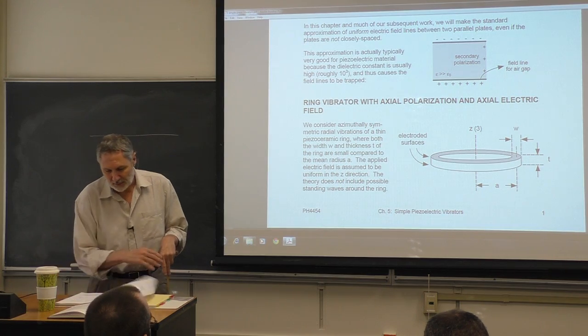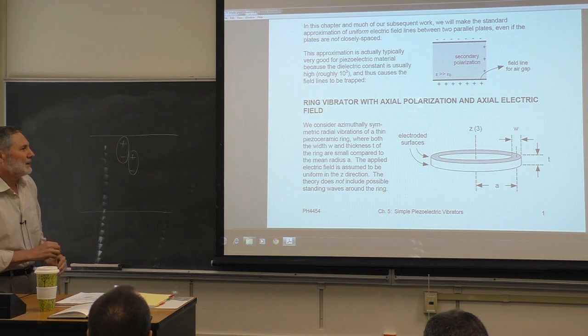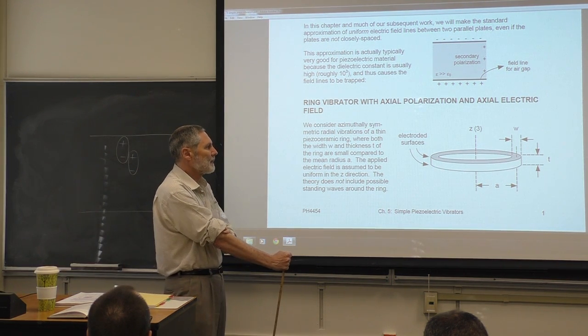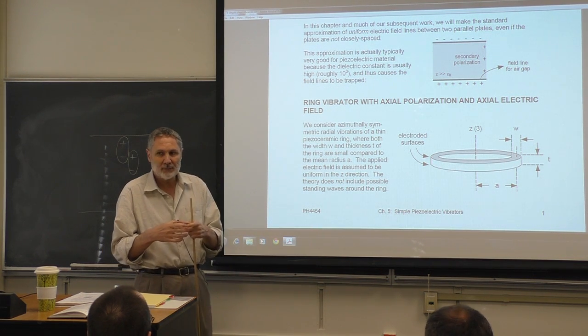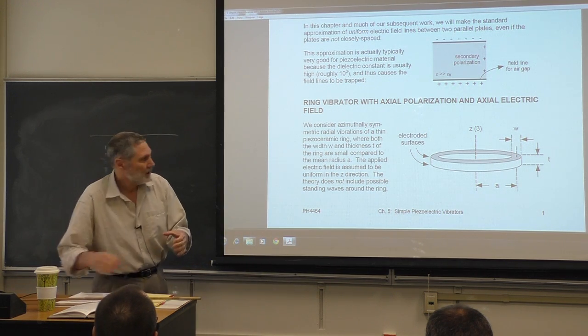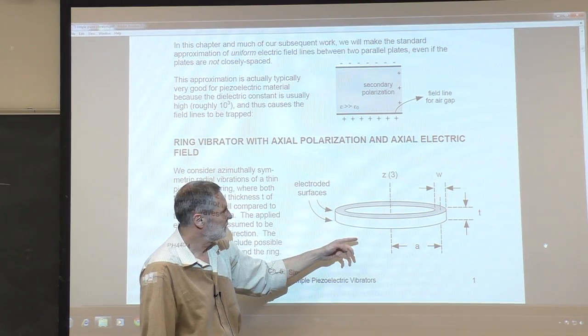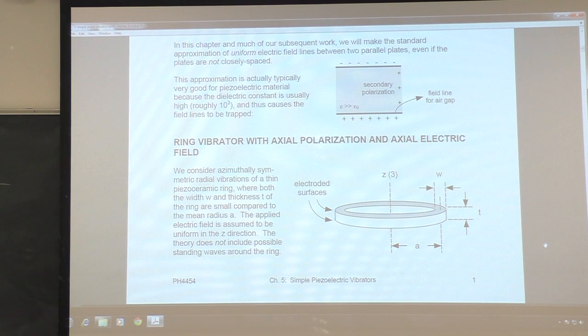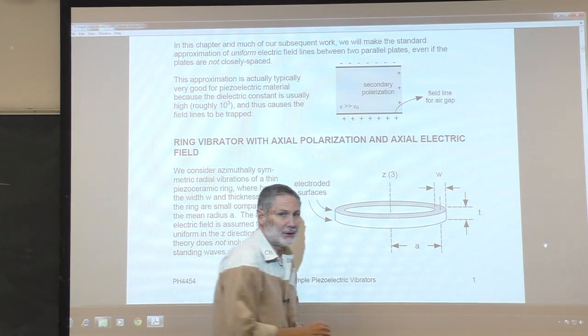Okay, so now we're going to begin the problem. The problem we're going to solve is a ring vibrator. There was one in the lab a couple weeks ago, at least one. So this is what it looks like. It's polarized in this direction and electroplated in the same direction on the bottom too. It's got some mean radius a, some thickness t, and some width w. And we're going to assume that it's a thin ring. By that we mean w and t are small compared to a.